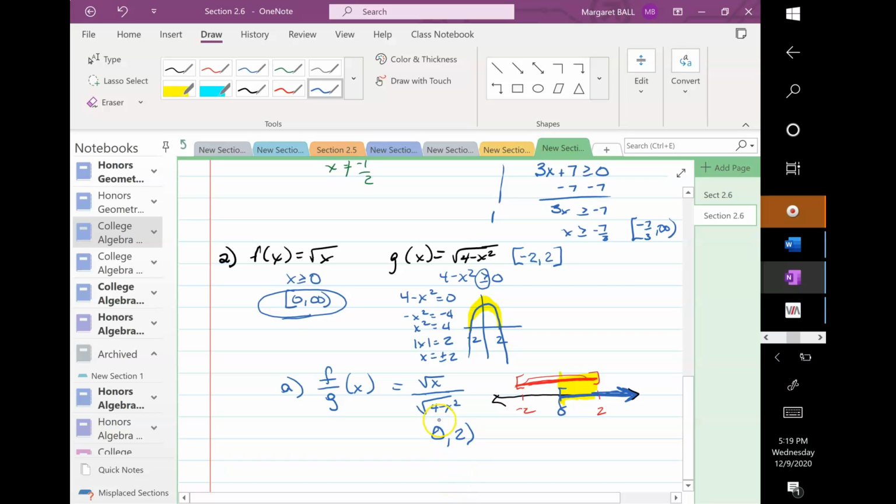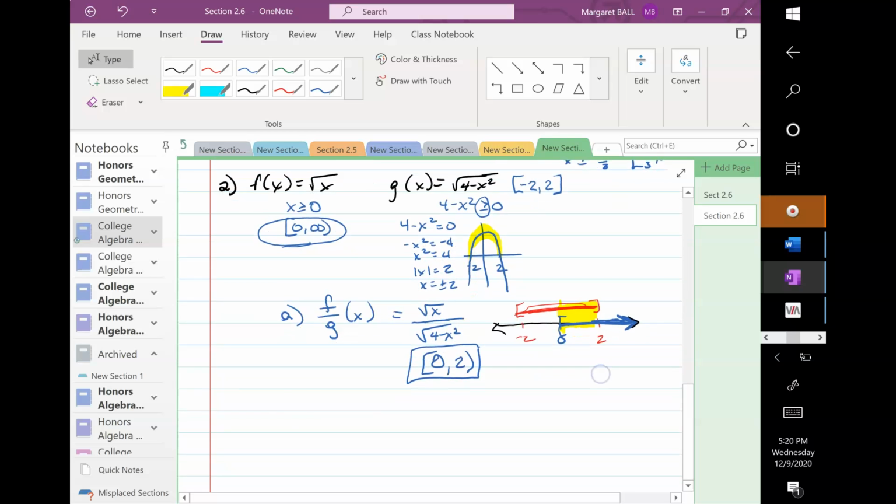Can it be 0? 4 minus 0 is 0. The square root of 0 is 0. On the top, the square root of 0 is 0. Yeah, that's, oh, wait a minute. 4 minus 0 is 4. The square root of 4 is 2. Okay, so that's fine. Square root of 0 on the top, that's 0. That's fine. So it can be 0, but it can't be 2, even though there was a bracket on the 2 here, because it made the denominator be 0. Okay, so there's that one.